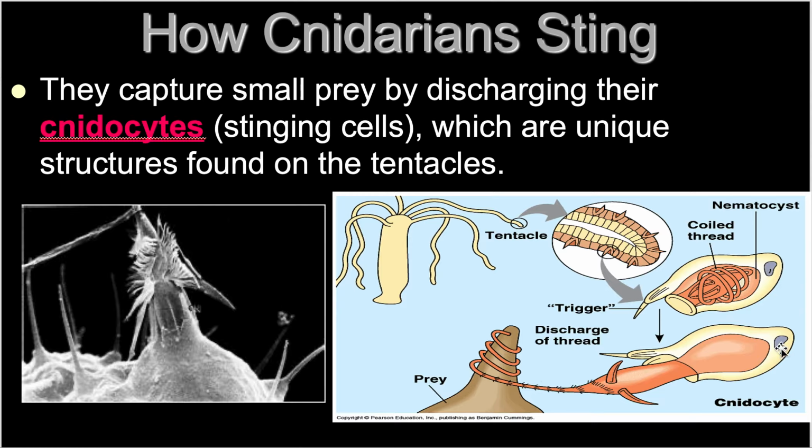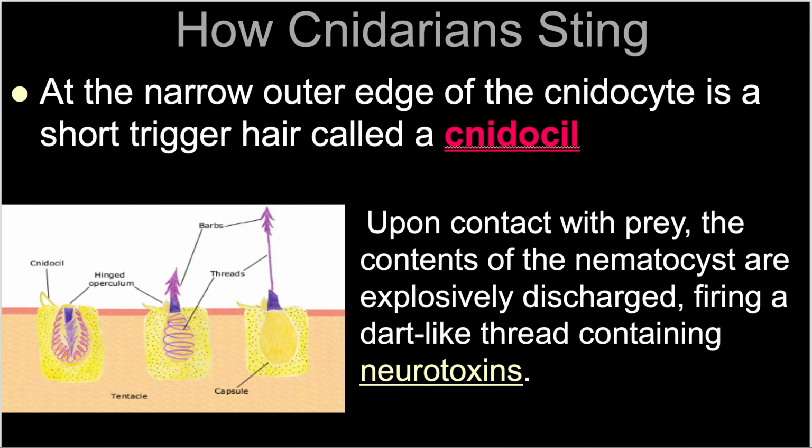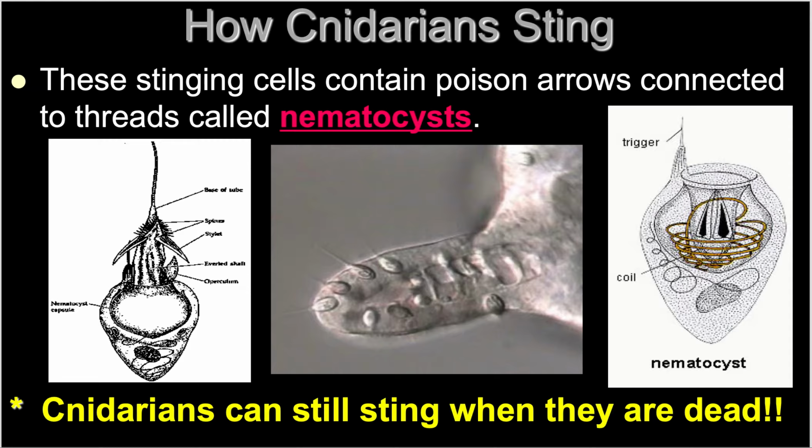So this whole thing is the cnidocyte, and then the nematocyst is inside of the cnidocyte. All right, we already went over that slide. Moving on. So these stinging cells contain poison arrows connected to threads called nematocysts.